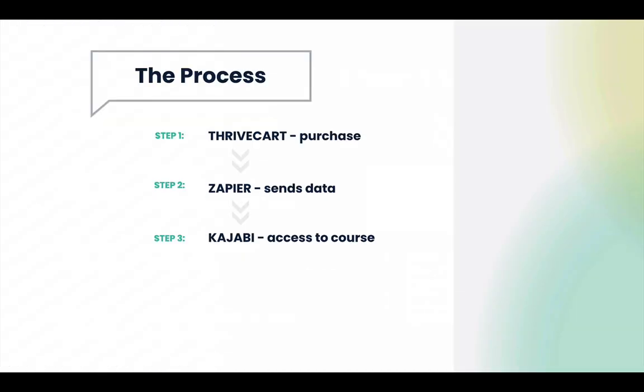So what's the process when we're connecting these tools? People make the purchase through the ThriveCart checkout page, and then it sends the data to Zapier, and Zapier sends the data on to Kajabi. So ThriveCart and Kajabi cannot communicate directly. We need Zapier in the middle, which, if you don't know, is software that is specifically made to have other software and tools communicate with one another.